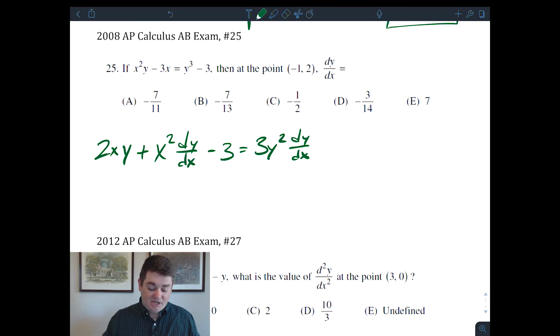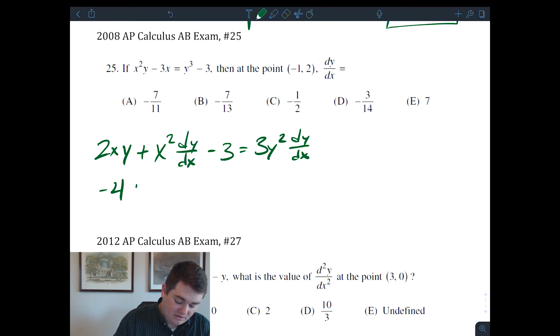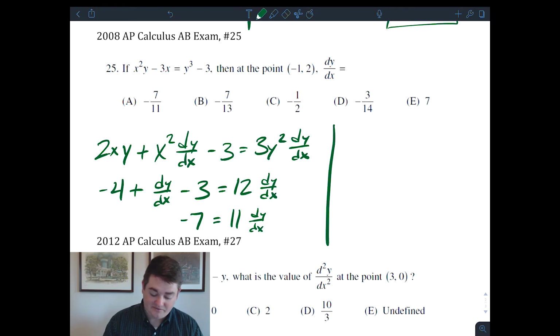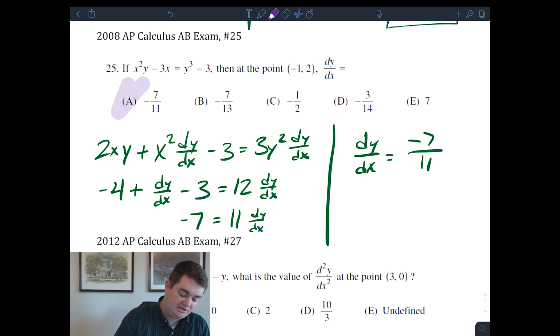So I'm going to plug in negative 1 comma 2, so 2 times negative 1 times 2 is negative 4, plus negative 1 squared, 1 dy/dx, minus 3 equals 3 times 2 squared, 3 times 4 is 12 dy/dx. And now I'm just going to solve this equation treating dy/dx like a variable. So on the left-hand side, negative 4 minus 3 is negative 7, and I'm going to subtract the dy/dx over to the right-hand side, giving me 11 dy/dx. And then just divide by 11. So dy/dx equals negative 7 over 11, and my answer is A.